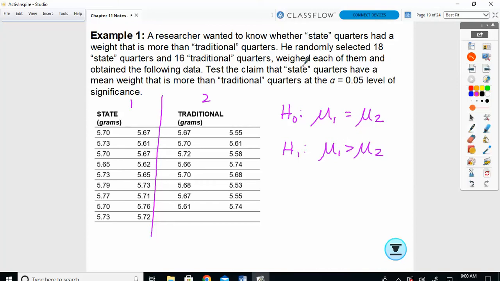Since I made my stakeholders the first group and I want their weight to be more, so mean at first is greater than mean at second. Okay, now enter all this.